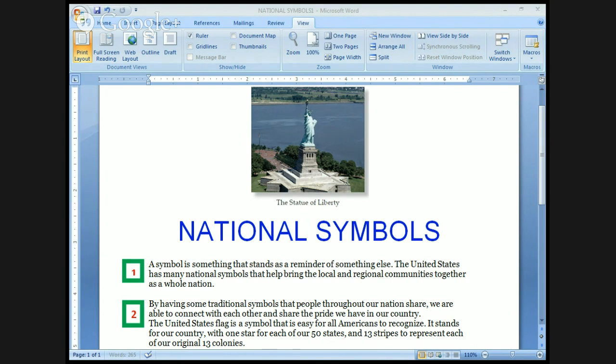Well, in this document, we're going to read, if you look over to the left, as students come in, we will choose a number, and that will be the paragraph or passage that you will be responsible for reading. For the moment, I will read the very first paragraph that is numbered 1. Number 1, we're reading about national symbols. A symbol is something that stands as a reminder of something else. The United States has many national symbols that help bring the local and regional communities together as a whole nation.